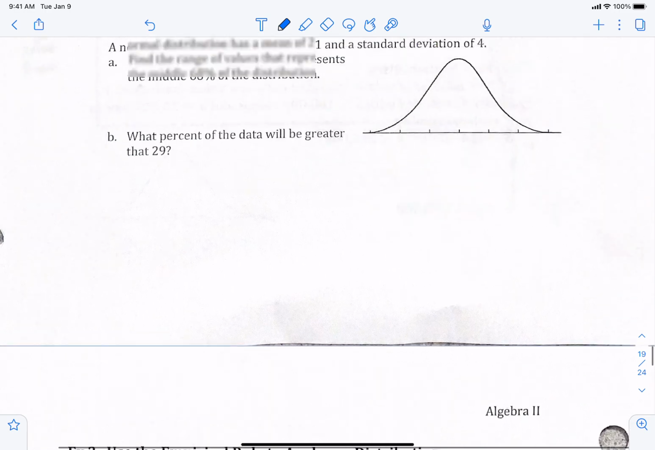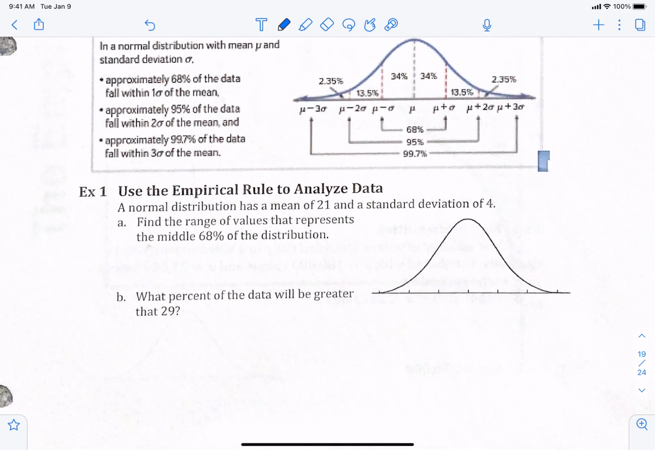All right, let's go to the first example. Example 1. A normal distribution has a mean of 21 and a standard deviation of 4. This example doesn't tell you what it's going off of, but I think they meant it to be the ACT. So ACT score, the average is a 21 and the standard deviation is 4.